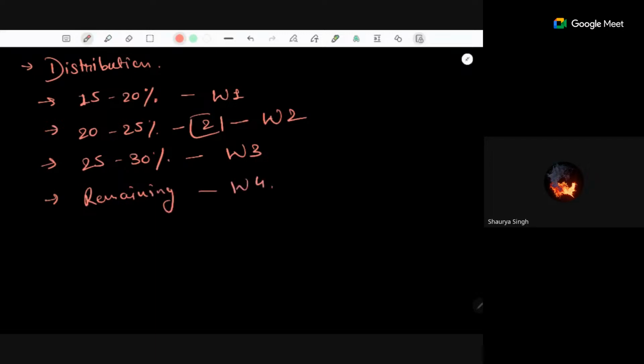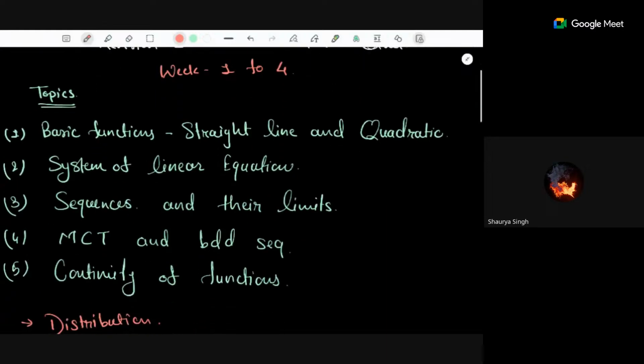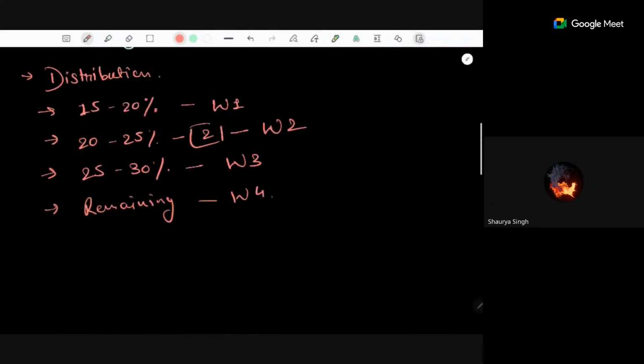Since there are only 4 weeks and very few topics, it's better to go with the important topics. These are the 5 important topics if you want to cover: basic functions, so let's go with straight lines and quadratics; the system of linear equations; sequences, their limit, monotone convergence, bounded sequences; and continuity of function. Okay, so let's start with straight lines.